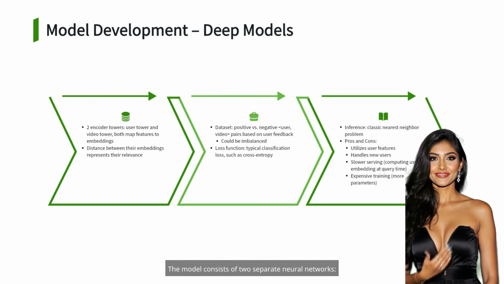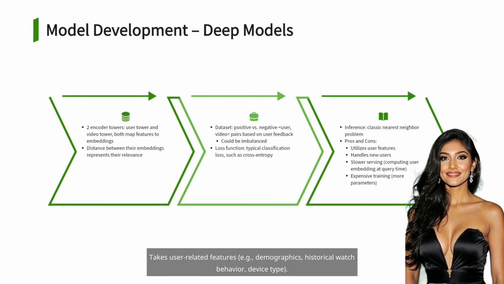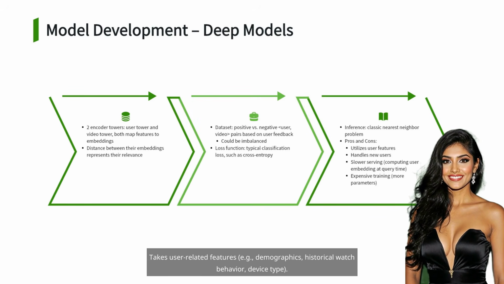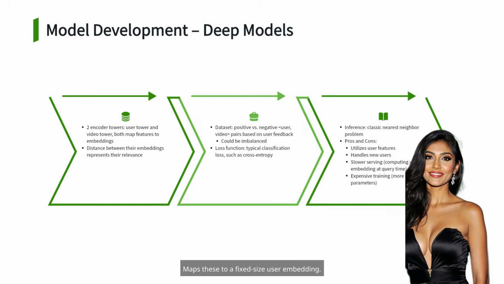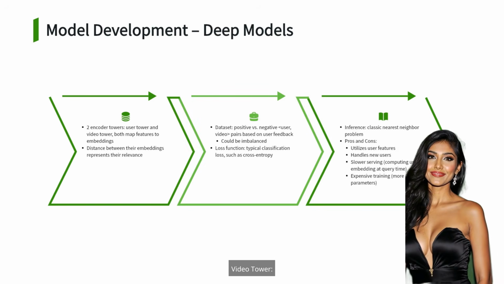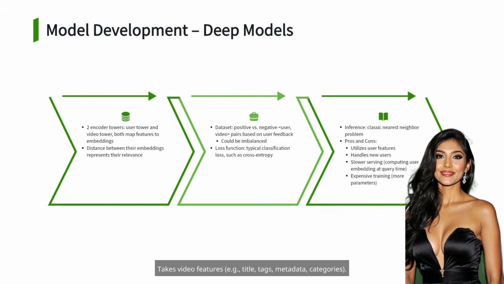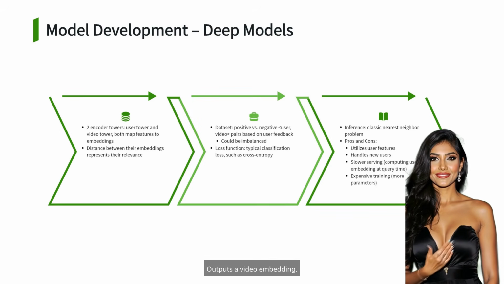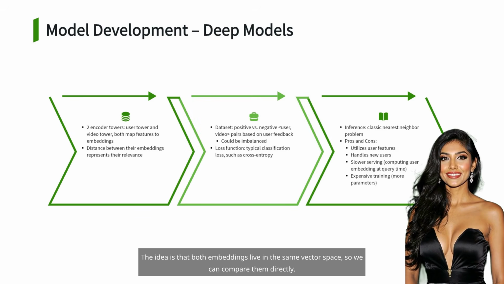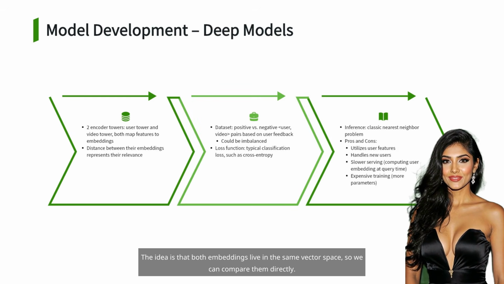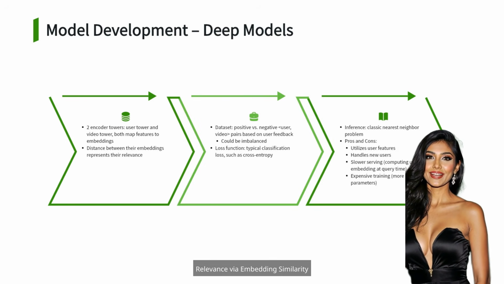Encoder towers. The model consists of two separate neural networks. The user tower takes user-related features, e.g., demographics, historical watch behavior, device type, and maps these to a fixed-size user embedding. The video tower takes video features, e.g., title, tags, metadata, categories, and outputs a video embedding. The idea is that both embeddings live in the same vector space, so we can compare them directly.